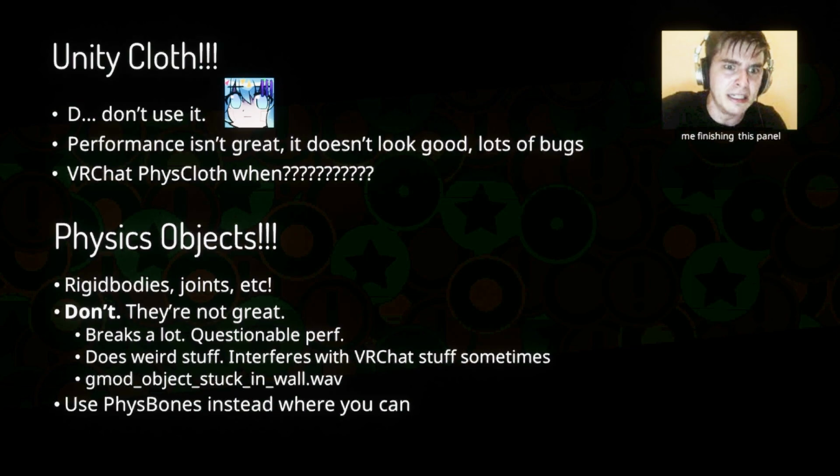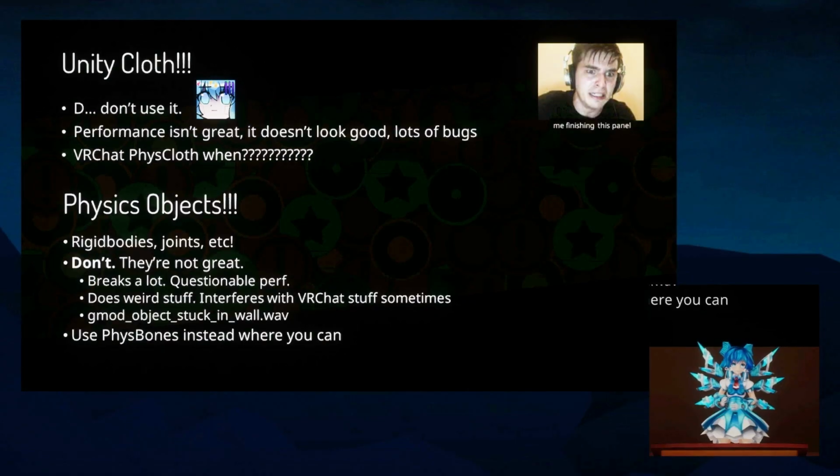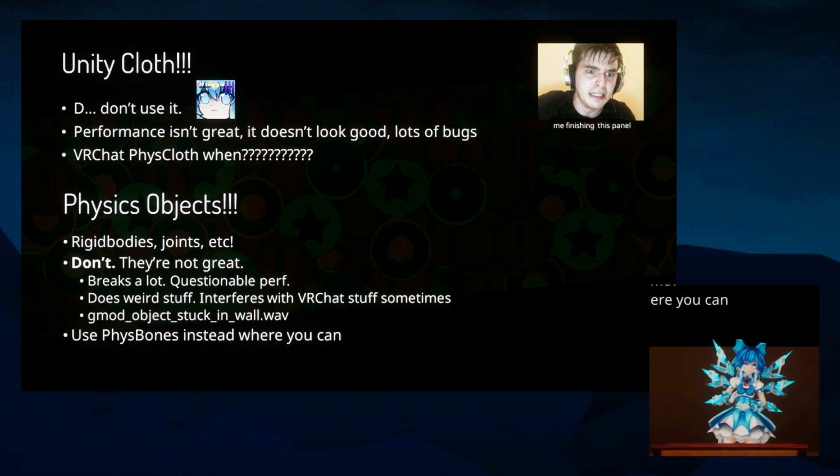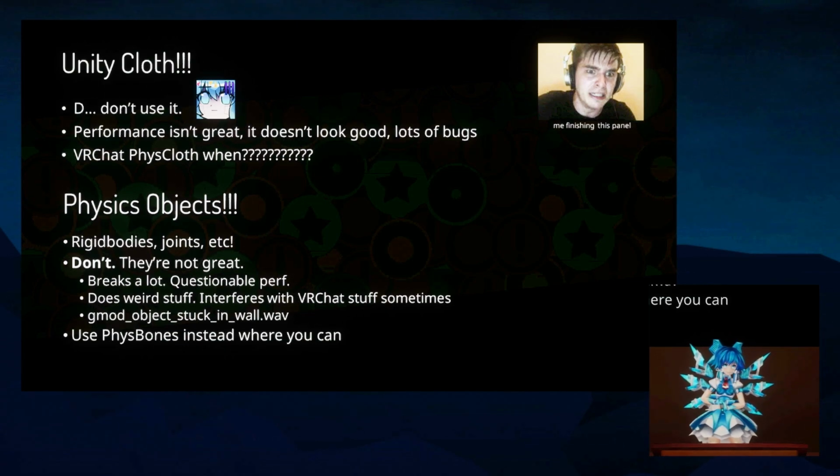Next up, Unity Cloth. I've had people ask me about this. The advice is very simple. Don't. It's not really good. It has tons of bugs in 2019, apparently. And we eventually just want to make our own VRChat Fizz Cloth, which is something we've got an itch for, but who knows if or when we'll get to it. Development is hard. And physics objects, again, it's just kind of a don't thing.